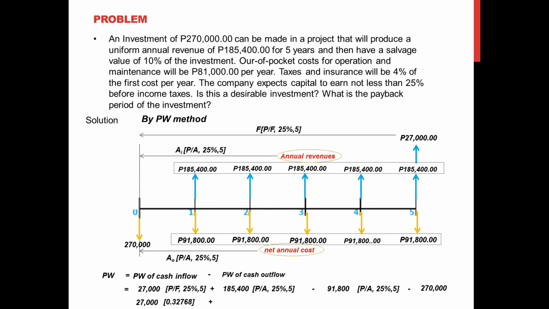So from here, we can just calculate all the notation. Finding P given F 25% at 5 will be equal to 0.32768. And then finding P given A 25% at 5, that is 2.68928. We have the same here, notation 2.68928 minus 270,000. So therefore, the present worth will now be equal to negative 9,304.96 pesos. Since the present worth is negative, the investment is not justified.